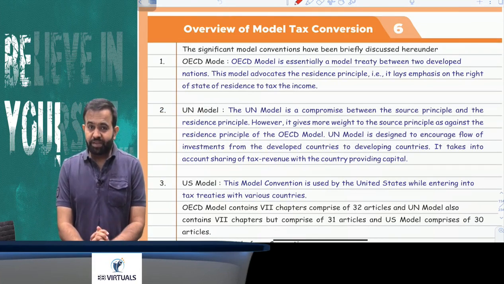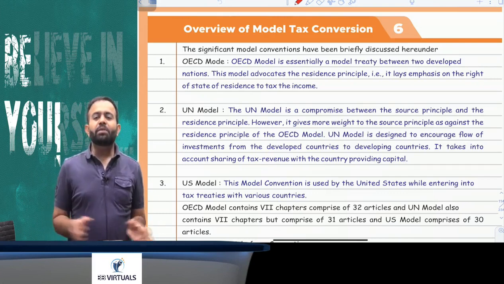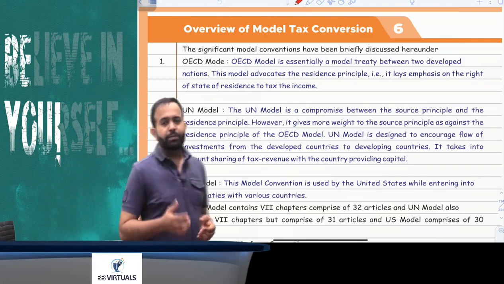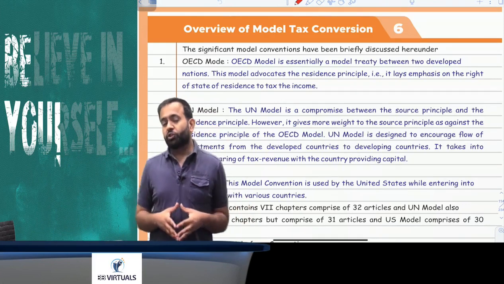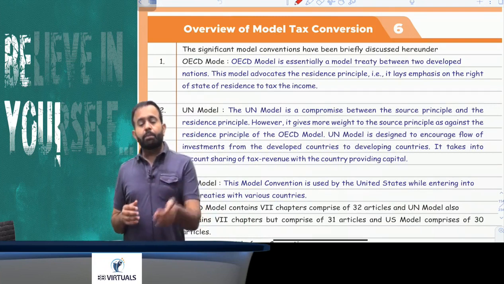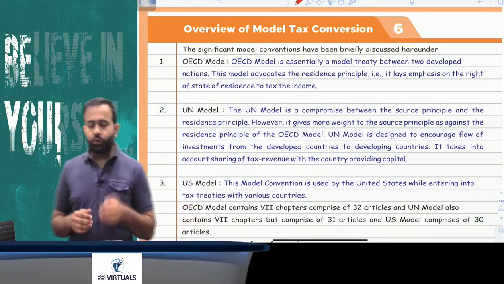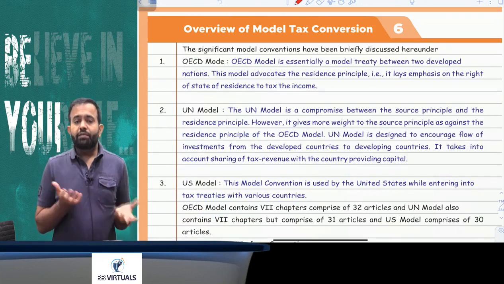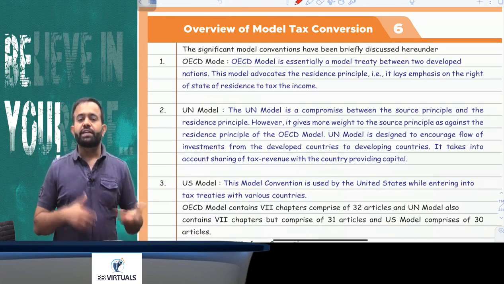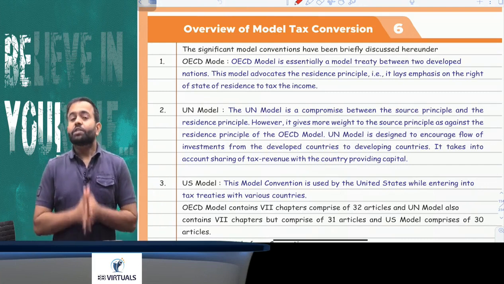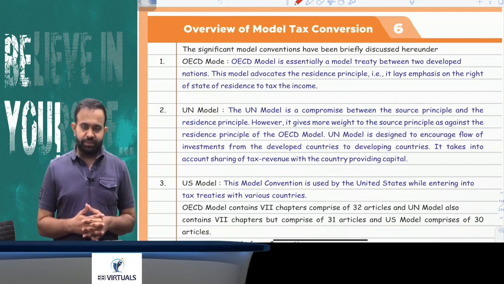But the UN model is followed when there is an agreement between a developed country and a developing country. If there is an agreement between a developed and a developing country, then normally they follow the UN model, because the UN model gives power to the source country also, like the source country can also tax some income. So they give equal importance to the source country and the resident country. And you know that India is a developing country, so we follow the UN model.